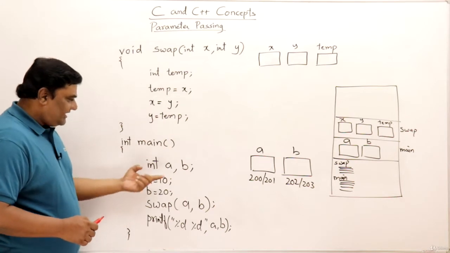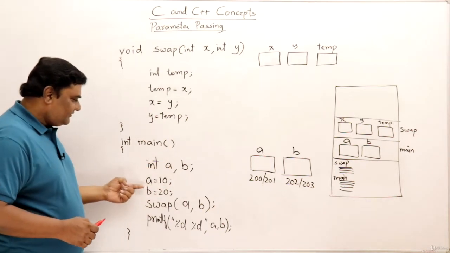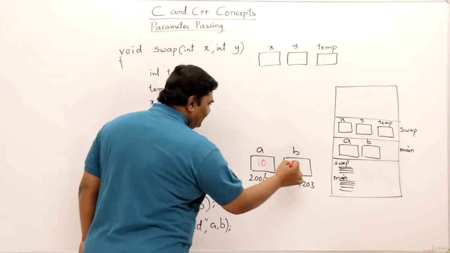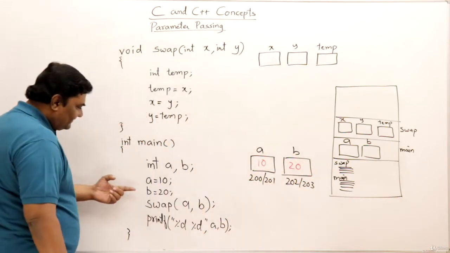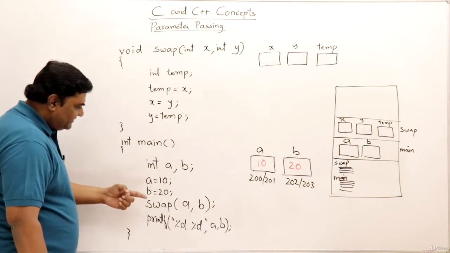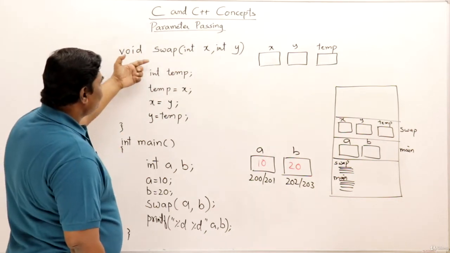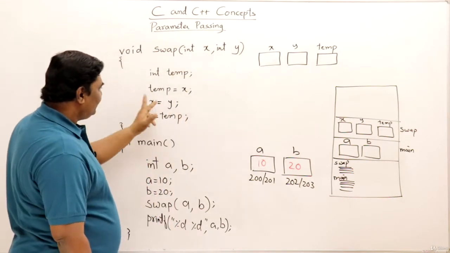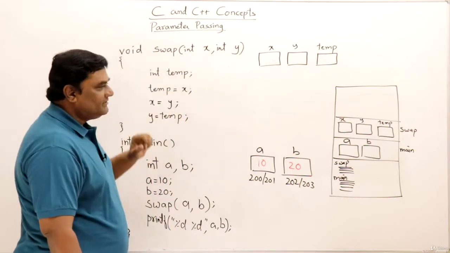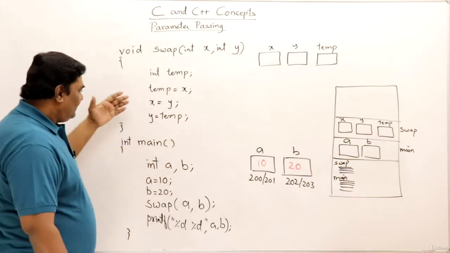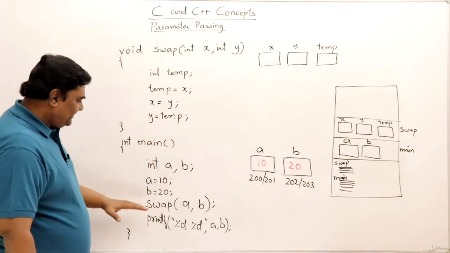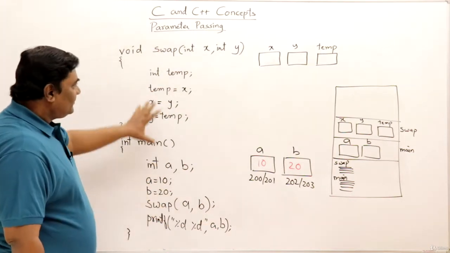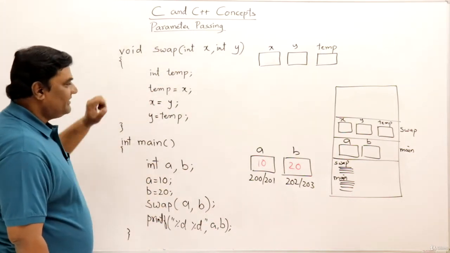This is the main function having variables a and b with values 10 and 20. So these are the variables of main function having values 10 and 20. Then it is calling the swap function. This swap function is taking two parameters x and y, and it is swapping the numbers x and y with the help of a temporary variable. And then when the control comes back to the main function, it will print the values of a and b. So this is the code: main function and swap function.